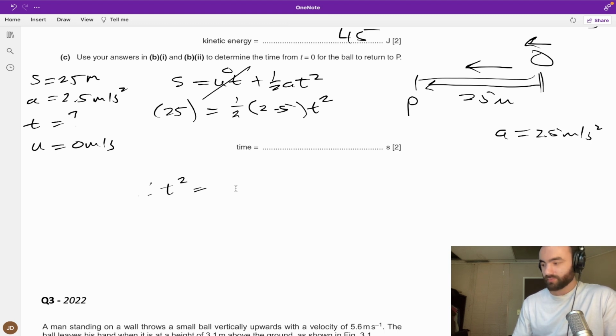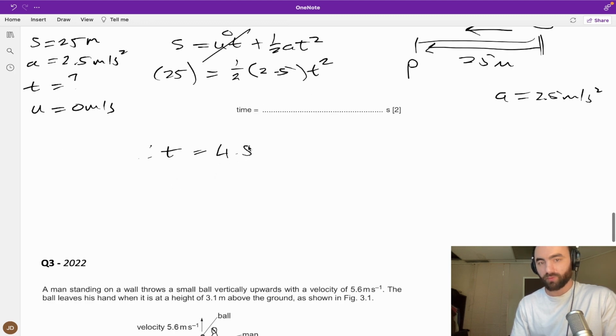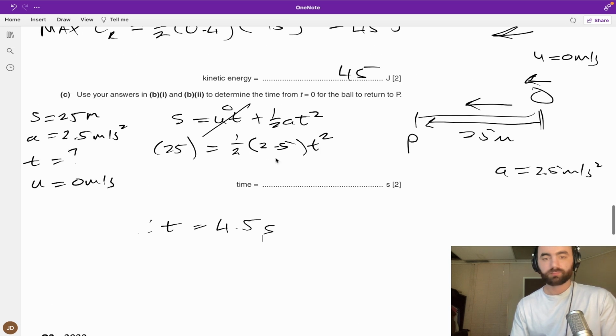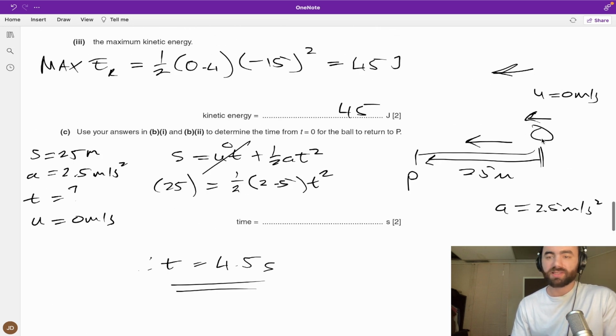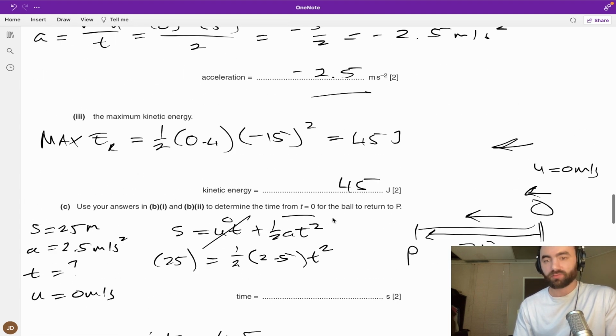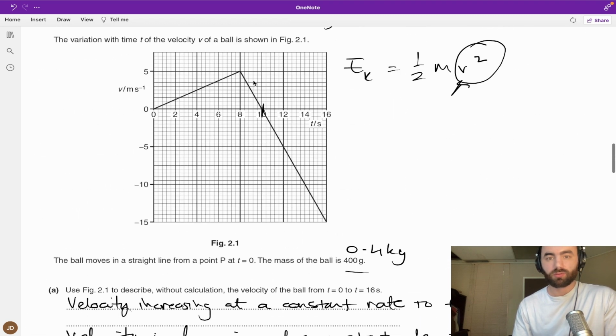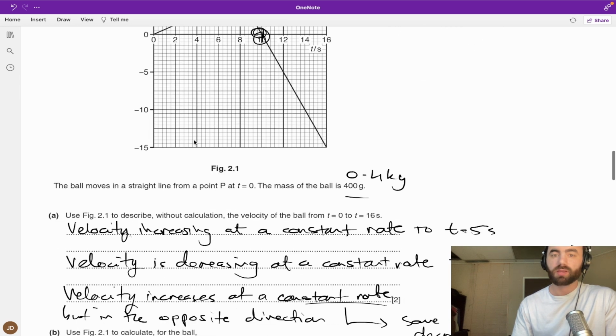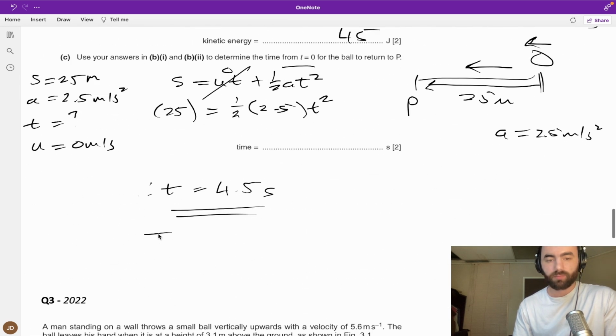Square root. Rounded to two significant figures, you rearrange this, you get T equal to 4.5 seconds. However, that's the time it takes to get back. The question is asking for the time from T equals 0 to return to P, just going this way and then coming back. So to get to that point, it took 10 seconds, and then to get back to P, it took 4.5 seconds. So the total time will be 10 plus 4.5, which is 14.5 seconds.